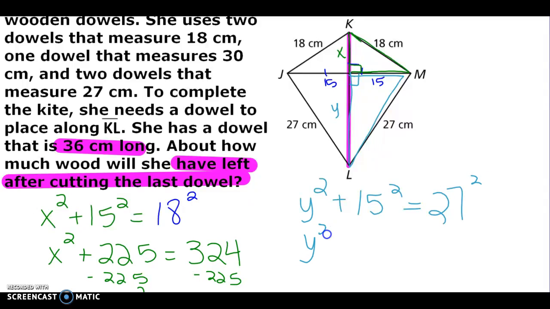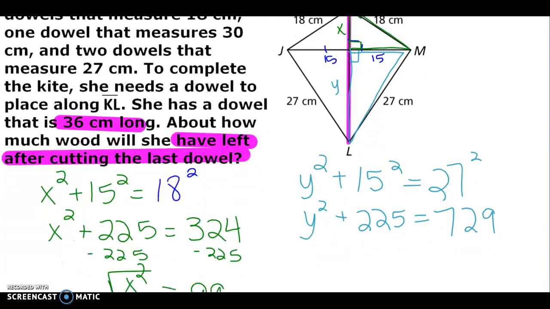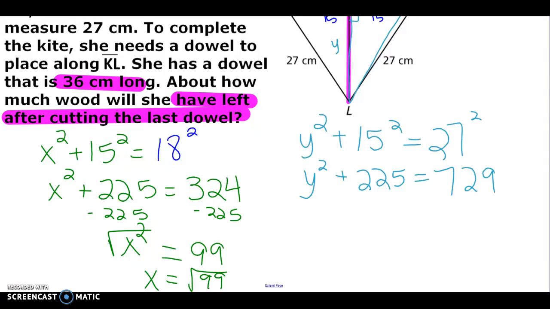We know what 15 squared is. We already did that. It's 225. What's 27 squared? 729. Subtraction. So y is equal to the square root of 504. So to get the whole length of KL, you want to add those two together.